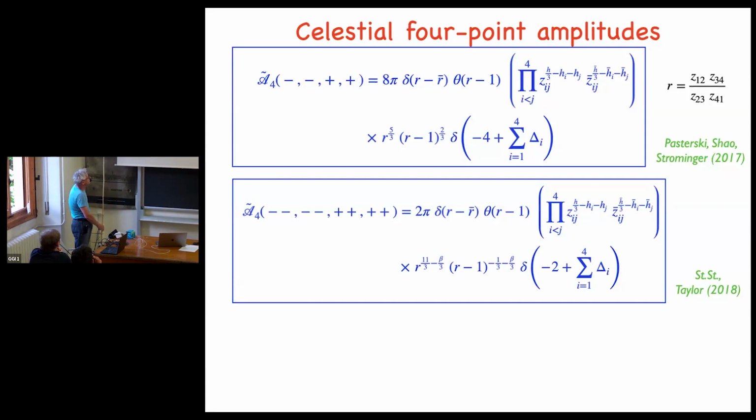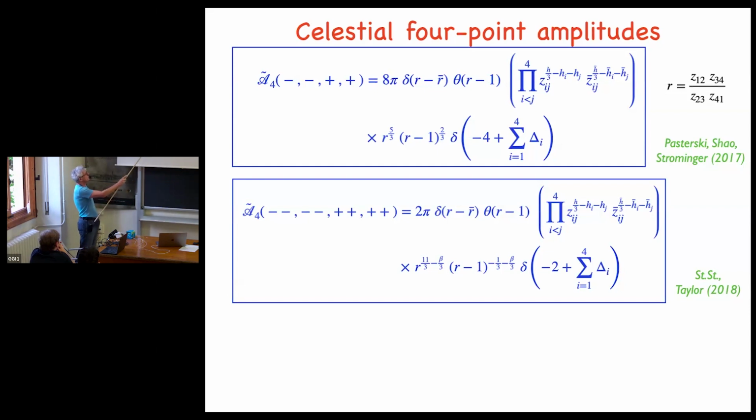And we then, one year later, computed the graviton amplitude. So this is the MHV graviton amplitude in the conformal basis. And yeah, you see it has nice forms. Both amplitudes have nice forms.